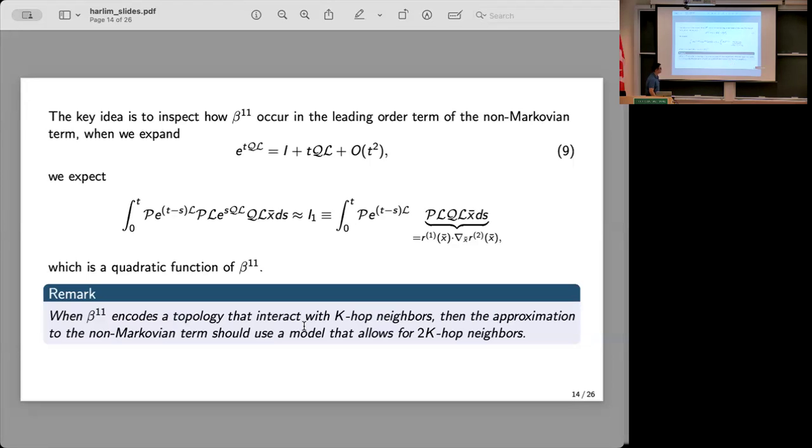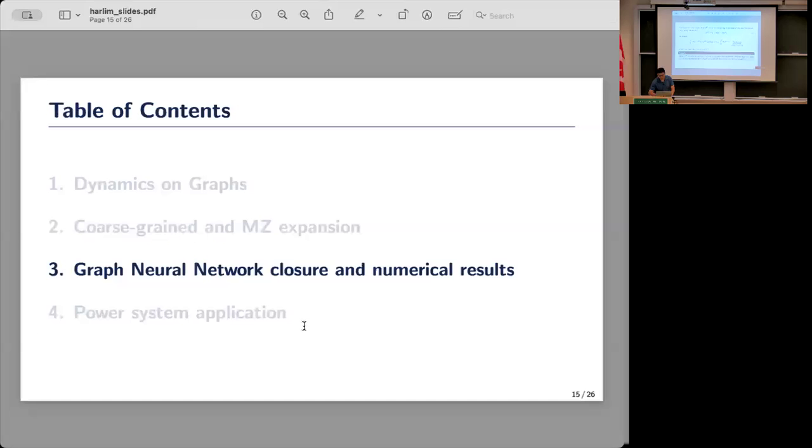Why is that? This is just through brute-force calculation, where we're just looking at the first leading order term. And I'm not suggesting you replace this with that, because that expansion might not actually be correct anyway, because QL is not even a compact operator.